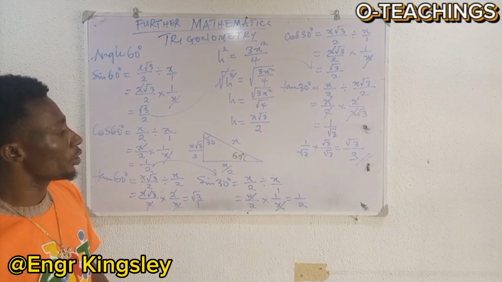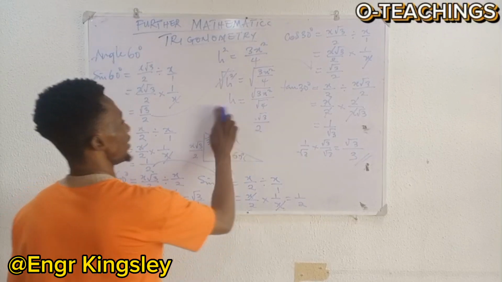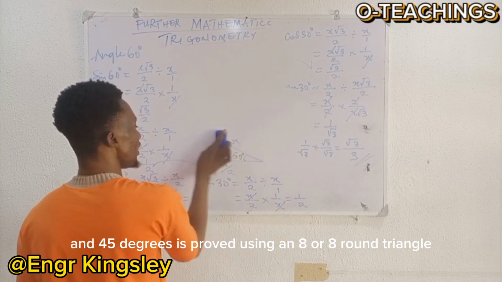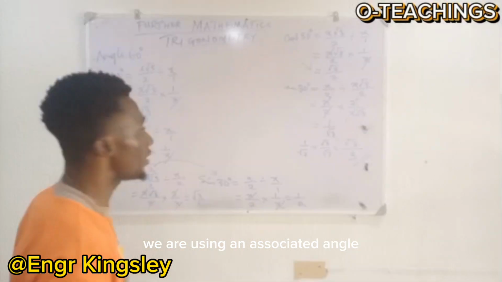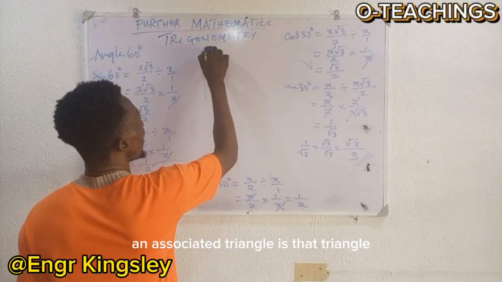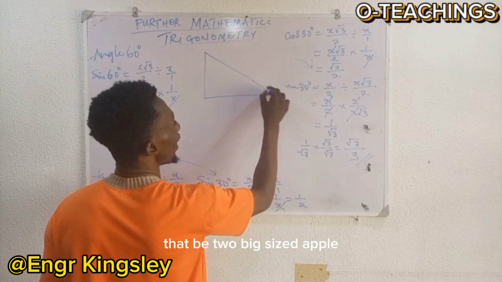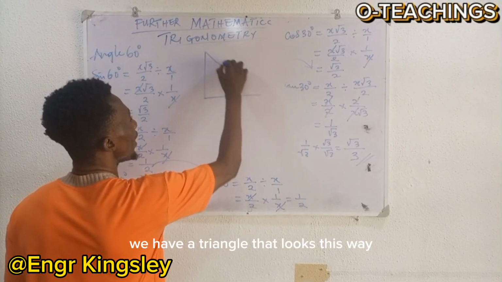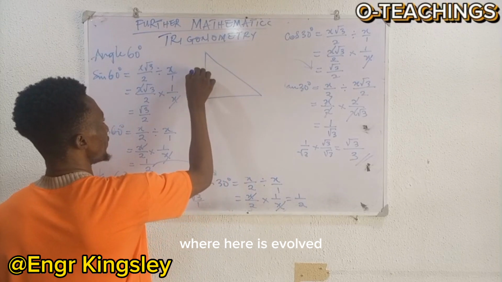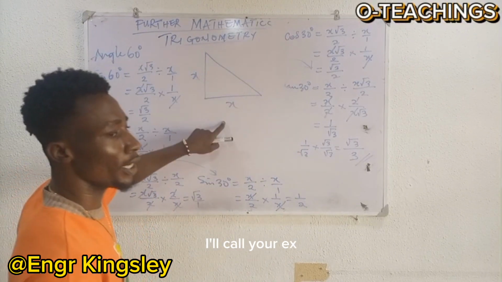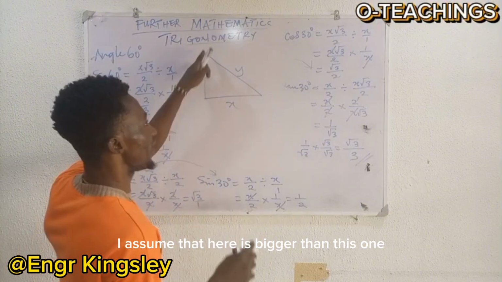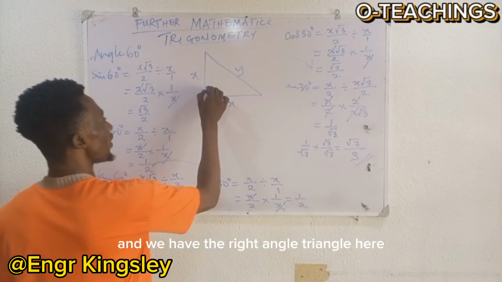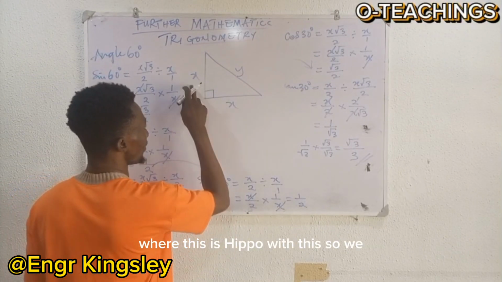Okay, the last one of the special angles that we're going to talk about is angle 45 degrees. Angle 45 degrees is proved using an isosceles triangle. An isosceles triangle is a triangle where the two base sides are equal. So if we have a triangle that looks this way, where here is equal with this one, if I call here x, I will call here x. Let me call here y, assume that here is bigger than this, because in an isosceles triangle, the two base sides are equal. And you have a right angle triangle here, where this is equal with this.